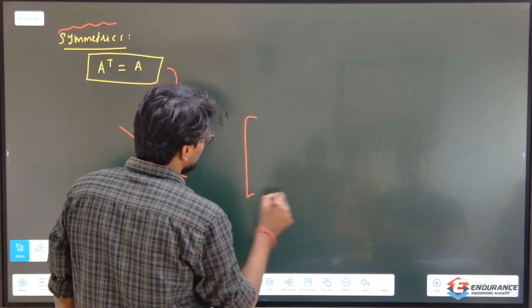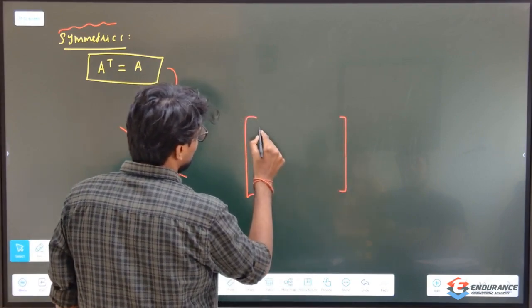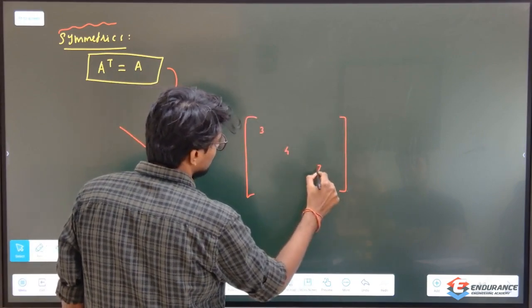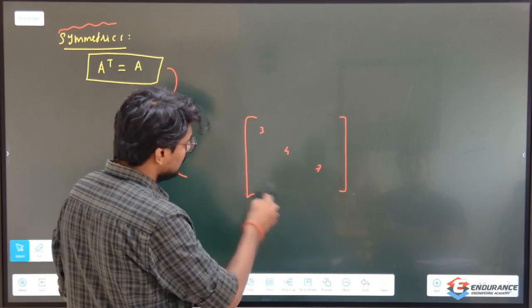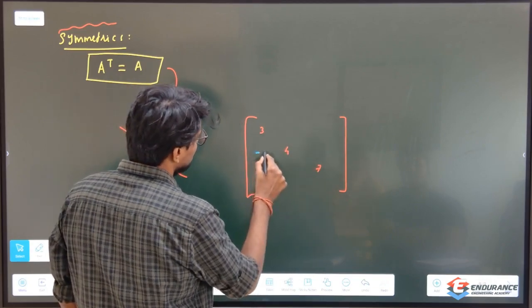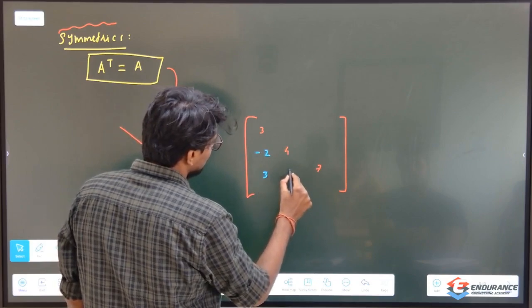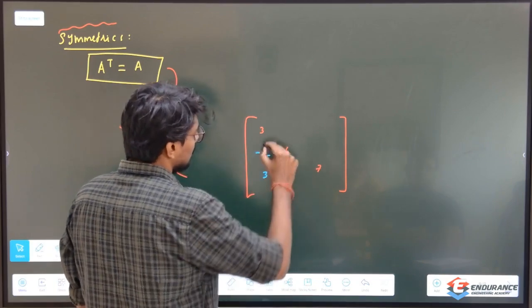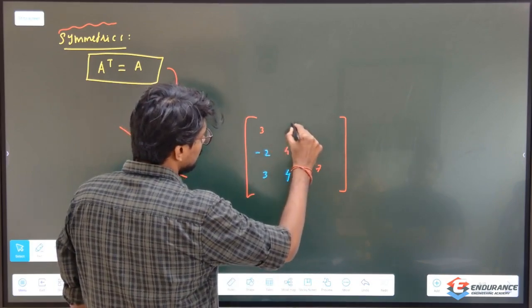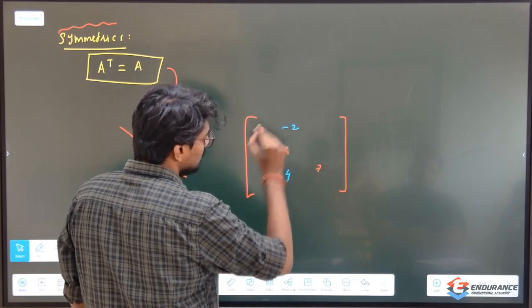You can take the diagonal elements, it doesn't matter whatever you take, 3, 4, 7. And the elements which I am going to take are -2, 3, maybe 4. Then the element which is symmetric to it, this second element should also be -2.